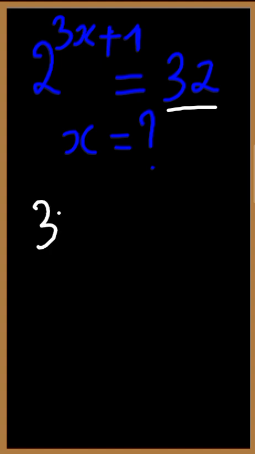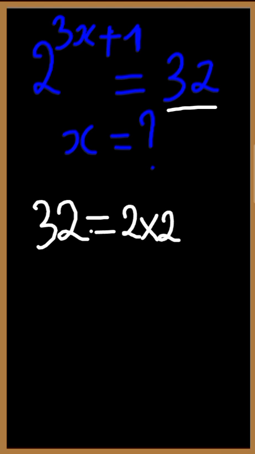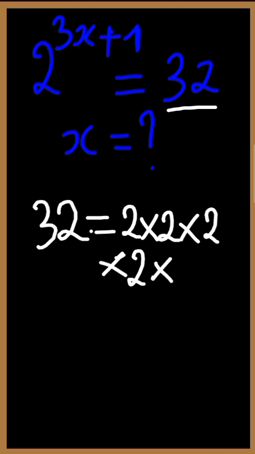32 is simply equal to, if you take 2 times 2, it gives 4. 4 times 2 gives us 8. 8 times 2 gives us 16. 16 times 2 gives 32. It simply means 32 in index form with 2 at the base is simply equal to 2 raised to the power 1, 2, 3, 4, 5. That means 2 raised to the power 5.